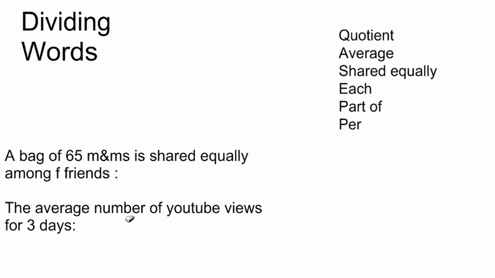All right, let's talk about dividing words. When you see the word quotient, you know dividing. But when you see the word average, that's also a dividing word. We have to find the sum of the items, and then we need to divide by the number of items that we have. Shared equally means we're going to be dividing the number of items. Each, part of, per, like how many students per classroom. Those are all dividing words.